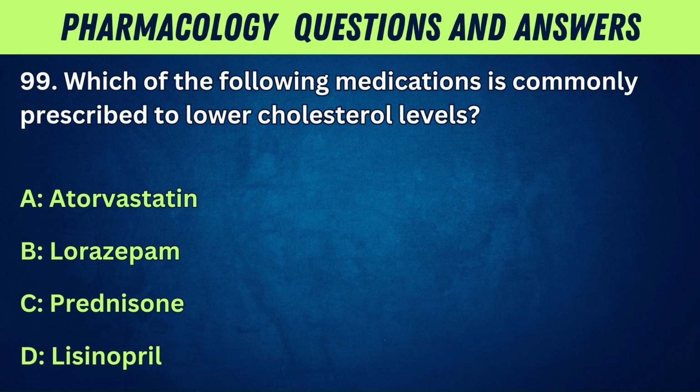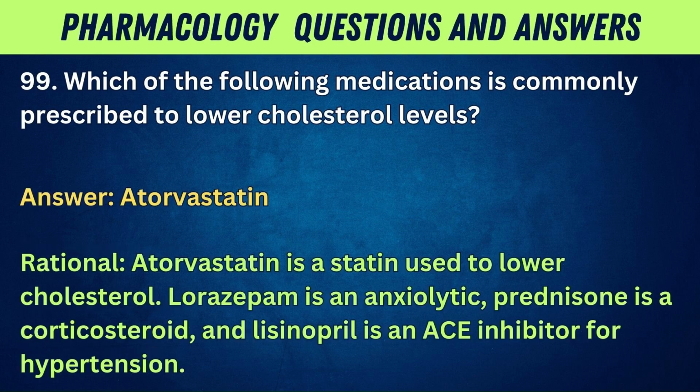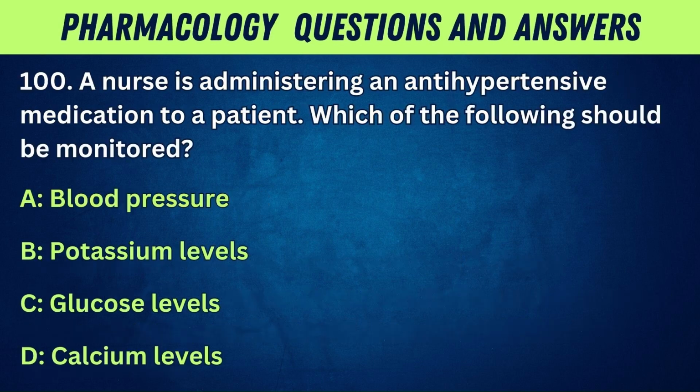99. Which of the following medications is commonly prescribed to lower cholesterol levels? A. Atorvastatin. B. Lorazepam. C. Prednisone. D. Lisinopril. Answer: atorvastatin. Rationale: Atorvastatin is a statin used to lower cholesterol. Lorazepam is an anxiolytic, prednisone is a corticosteroid, and lisinopril is an ACE inhibitor for hypertension. 100.